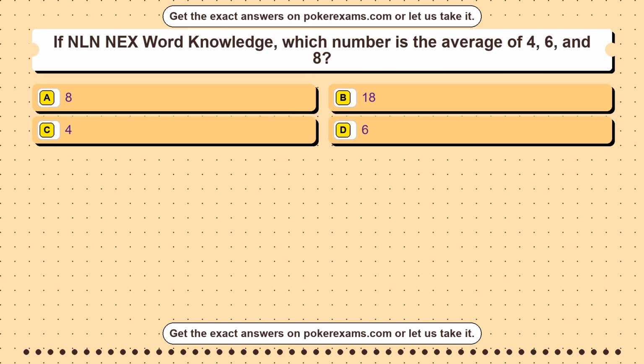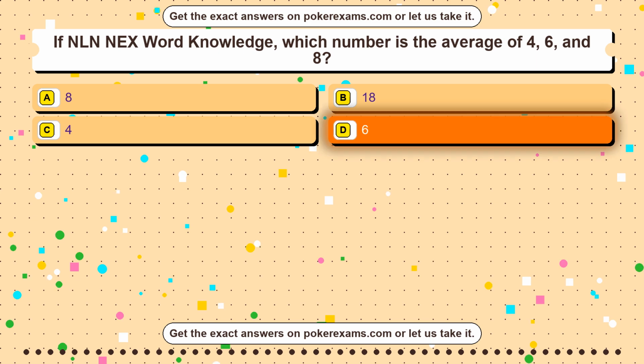Question 10. If get word problems practice, which number is 7 less than 20? Option A, 17. Option B, 27. Option C, 140. Option D, 13. The correct answer is option D.